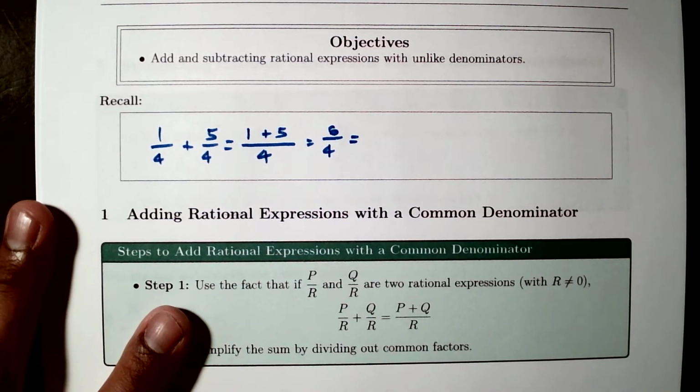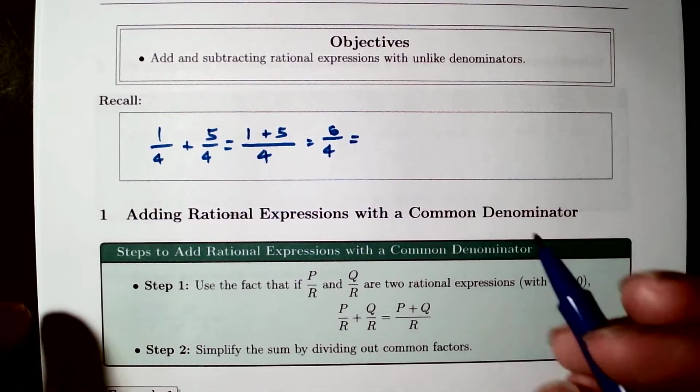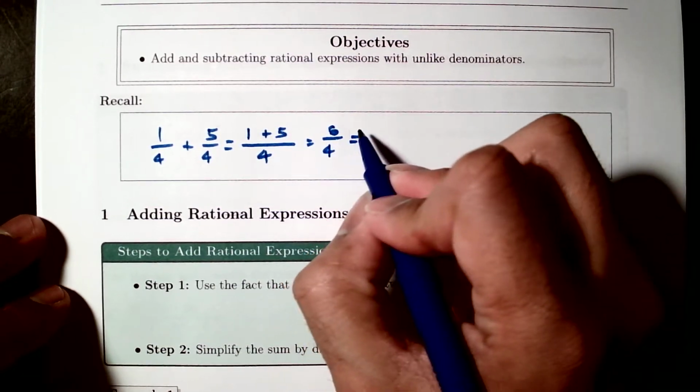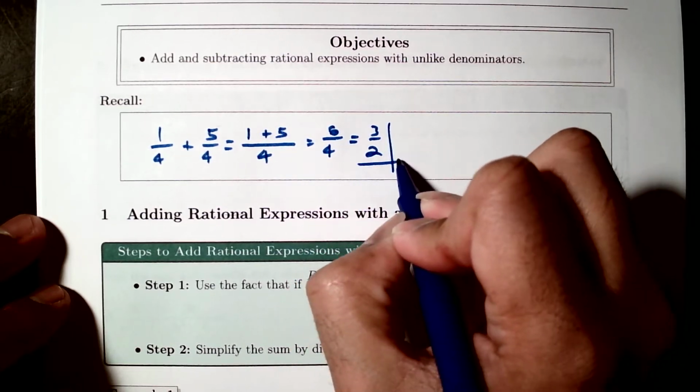But in this case the problem is not finished, because we can still simplify this further. Both numbers are even. We can divide both numbers by 2 to get 3 over 2. And that would be the final answer.